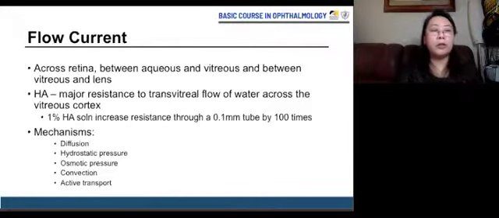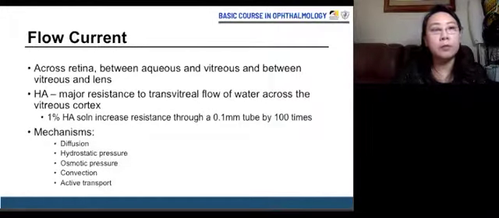The vitreous also has flow currents across the retina, between aqueous and vitreous, and between vitreous and lens. The hyaluronic acid in the vitreous is a major resistance to transvitreal flow of water across the vitreous cortex. Flow comes in several mechanisms: diffusion, hydrostatic pressure, osmotic pressure, convection, and active transport.